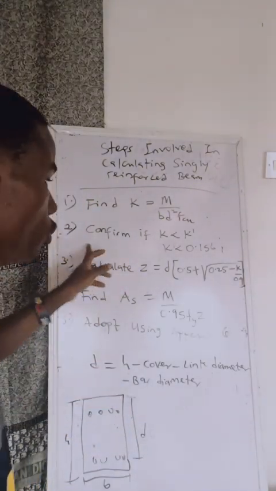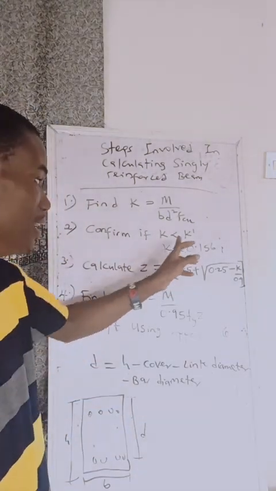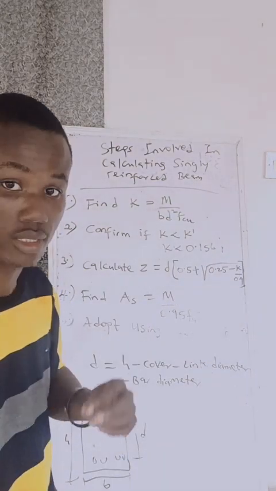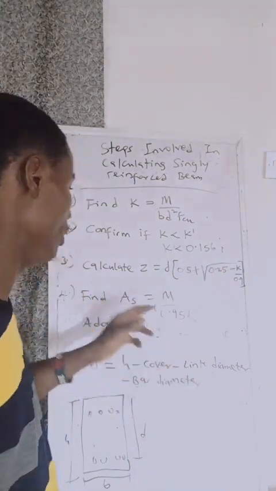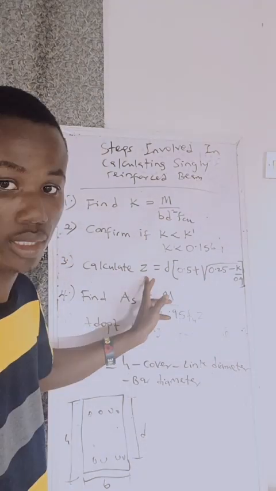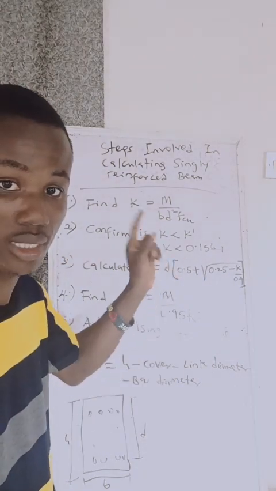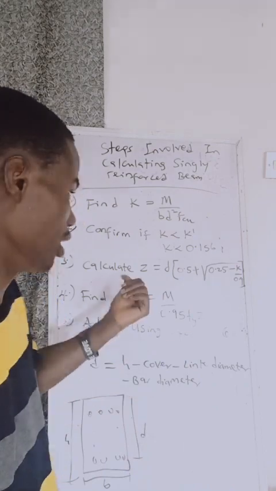So number two is to confirm if your K is less than K prime. If your K is less than K prime, that is 0.156, then it's a singly reinforced beam, and you can proceed with Z.